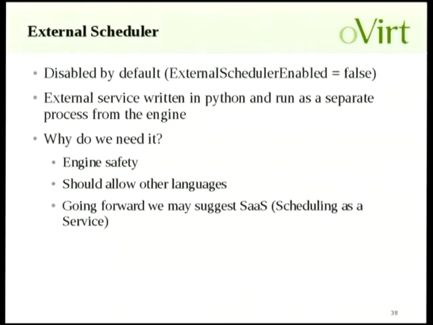Okay, let's talk about how it's implemented in the back. It's disabled by default. Whoever wants to extend and add filters should know how to install the external scheduler. The external scheduler is a separate process written in Python. We externalize it because we want to guarantee the engine's safety. If a user writes code, it can be dangerous to the system. We want to allow other languages as well. oVirt is written in Java, and this module is written in Python. And going forward, we want to support SaaS, which is scheduling as a service.